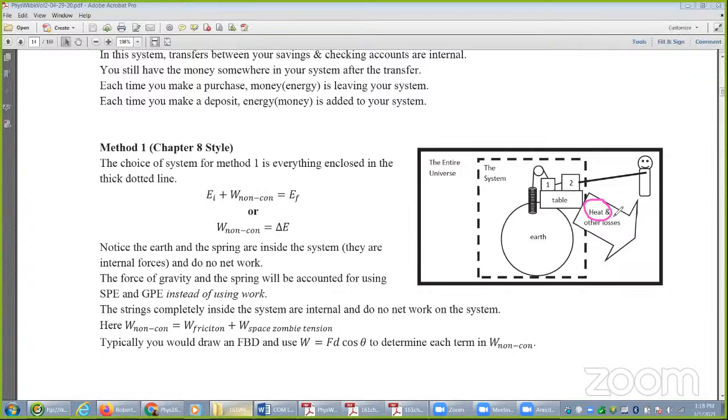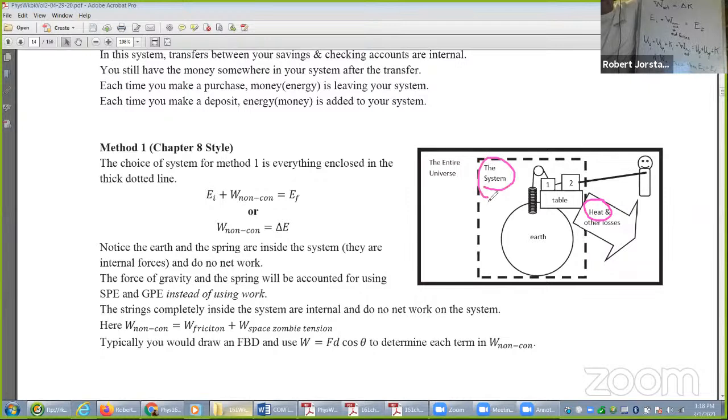Yes. All right. So what we oftentimes have to do is create a practical system here. And so we're going to assume maybe there's a table, a spring, there's some internal strings, but there could be a giant space zombie pulling something. There could be energy leaving the system. That would be stuff we try to account for here. Hopefully, most of the time this will be negligible, or there's a simple way to account for it. And if we can account for this, we can relate the initial energy to the final energy by how much work comes into or out of our system. That is the chapter 8 style.